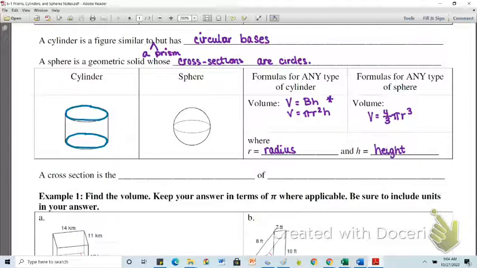A cross section is the intersection of a solid and a plane.